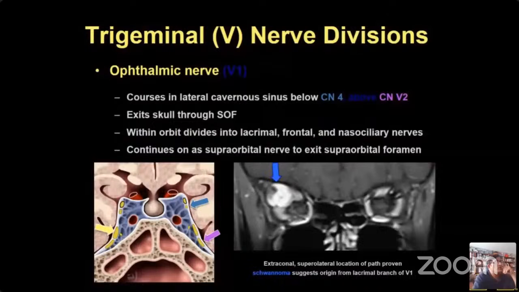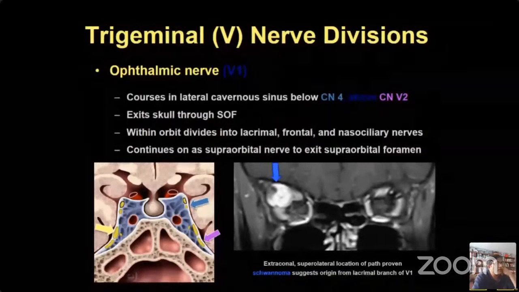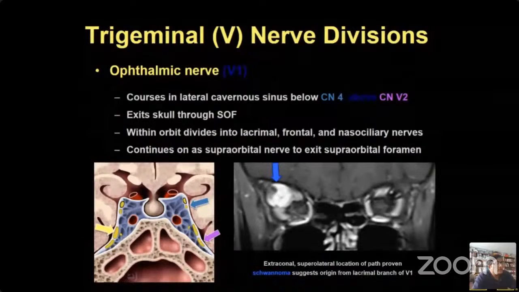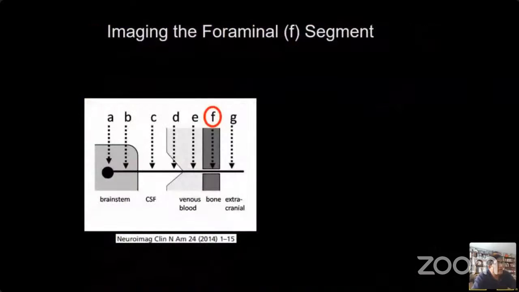It exits the skull through the superior orbital fissure, and then within the orbital cavity, it divides into the lacrimal, the frontal, the nasociliary nerves, continues on as supraorbital nerve on the superior margin of the orbit, and then exits through the supraorbital foramen to supply the sensory part of the forehead. So that is the sensory part.